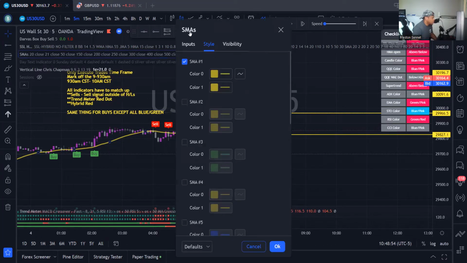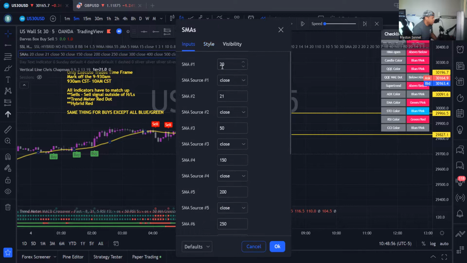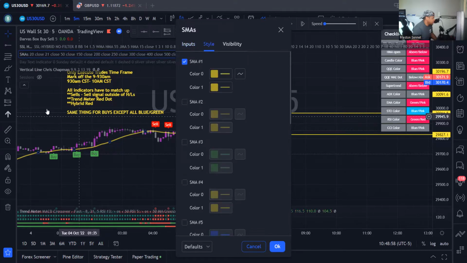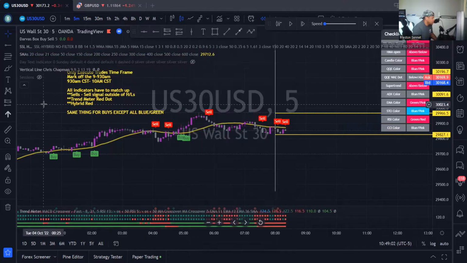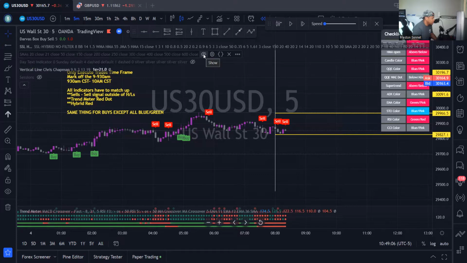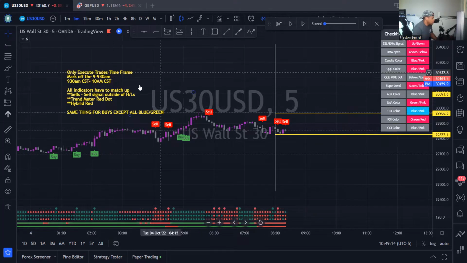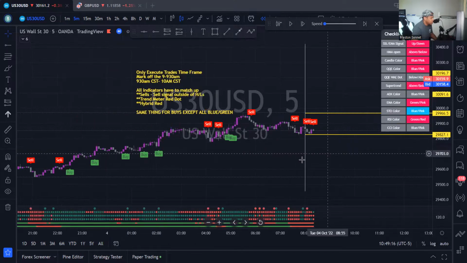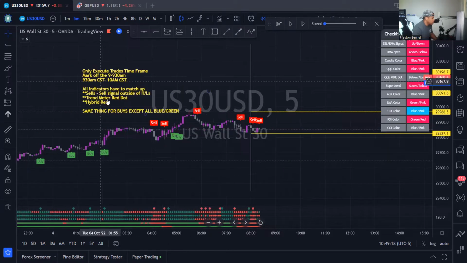And of course, the next one is SMAs. I have it at the 20 SMA. You can do 50. It's whatever you choose to do. I really don't use it that much, except on my higher time frame. So this one I'm gonna just get rid of. All right, because the other ones do the same thing, it basically tells you if it's going bearish or bullish.